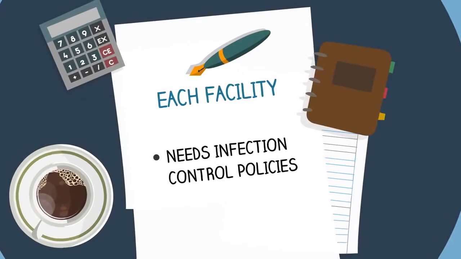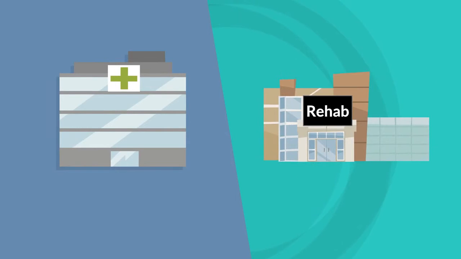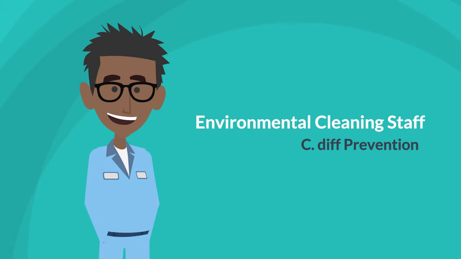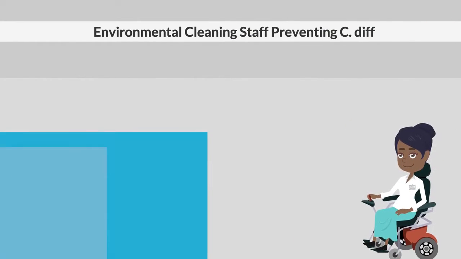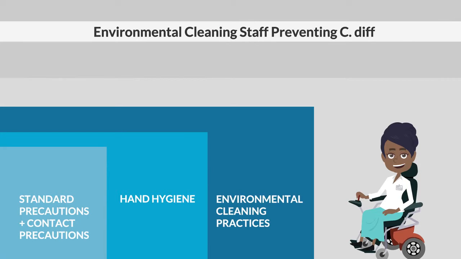Each facility should have a specific infection control policy they follow. Although infection control policies may differ between facilities, the best practice recommendations that are included here should apply to healthcare settings in general. If you have questions, be sure to ask your supervisor or infection preventionist. In this next section, let's look at the role environmental cleaning staff have in preventing the spread of C. diff spores. Let's cover this in 3 sections: standard precautions and contact precautions, hand hygiene, and environmental cleaning practices.